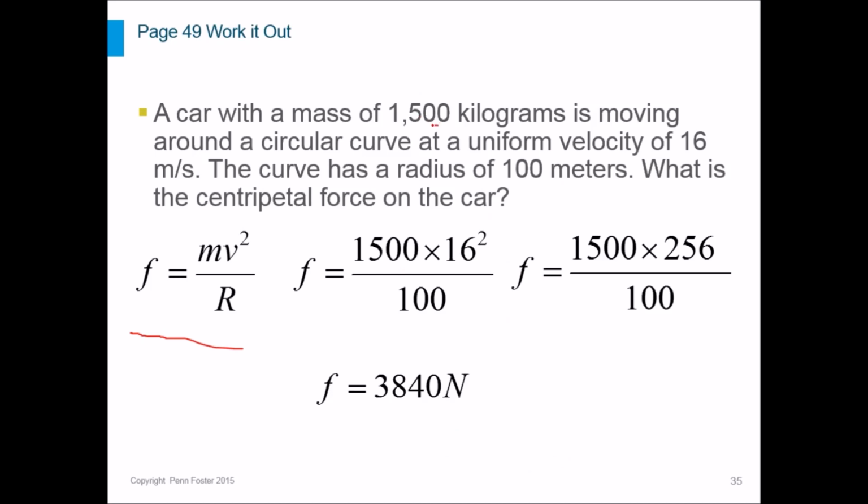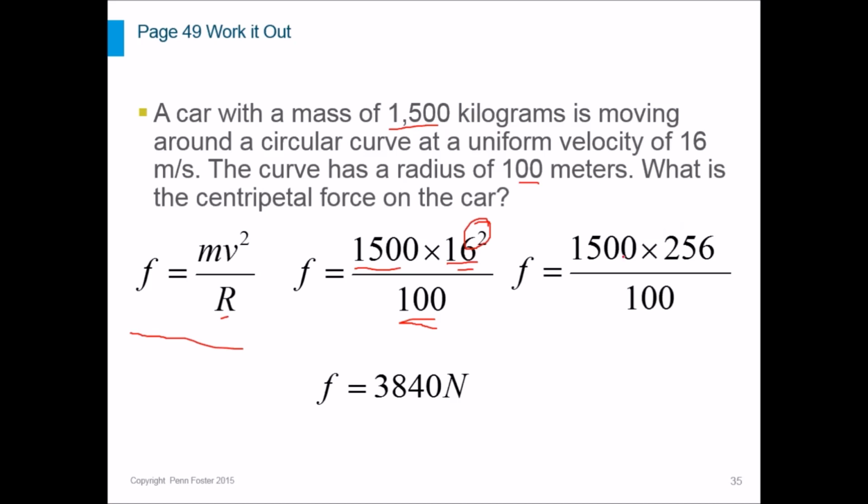So mass is 1500, so that goes in for m. Our velocity is 16, that goes in here for v. Remember that it's squared, so we have to deal with that first. And our radius is 100 meters, so that goes in there. Okay, so in order of operations, the first thing we do is parentheses, the next thing we do is exponents. Then we multiply and divide.